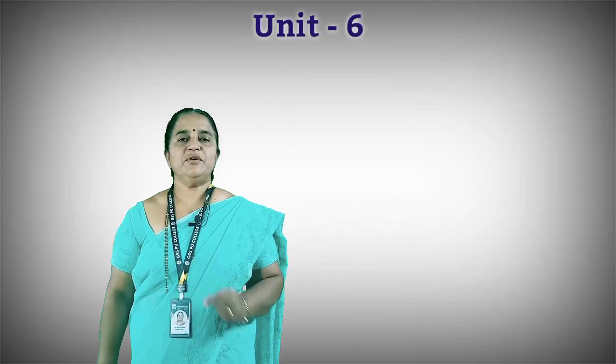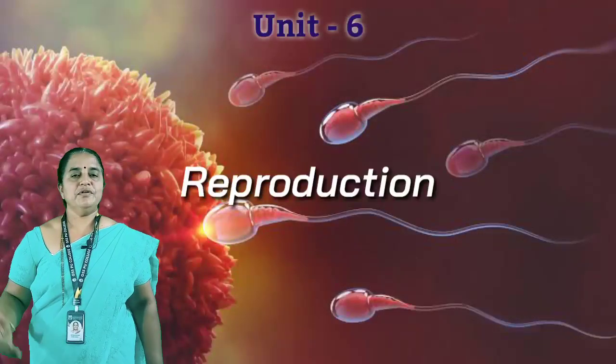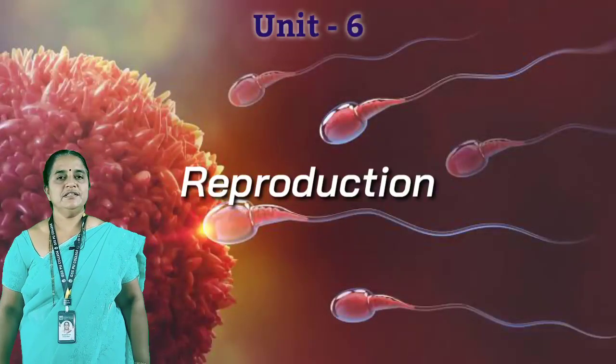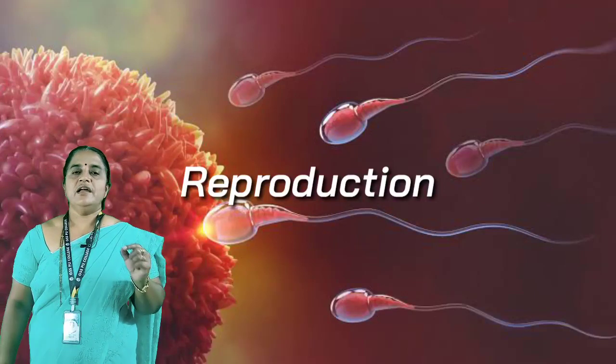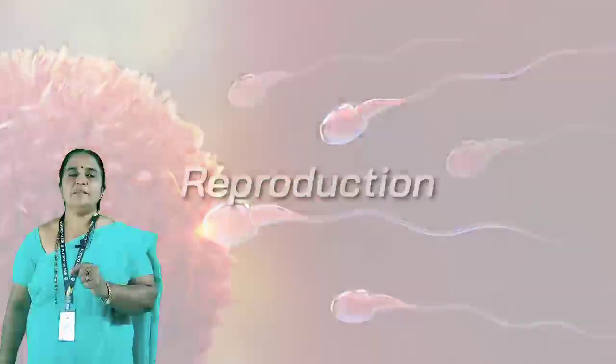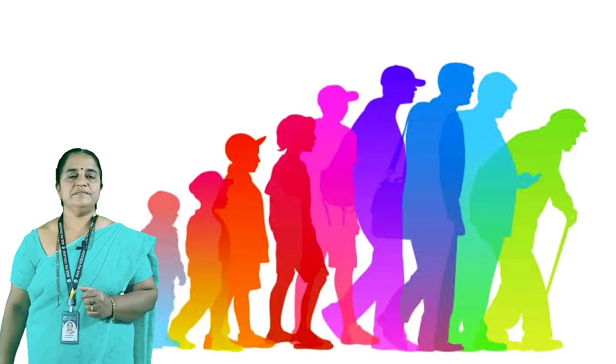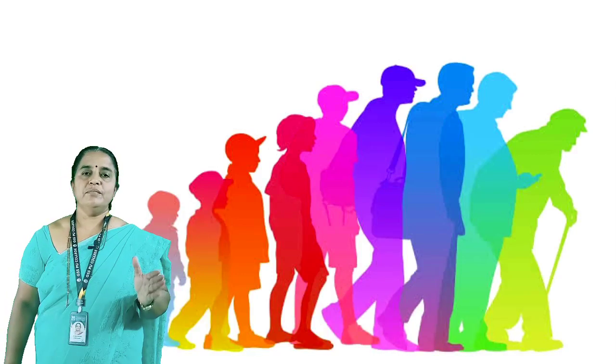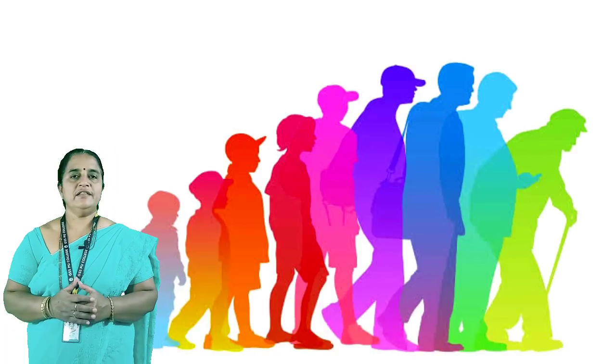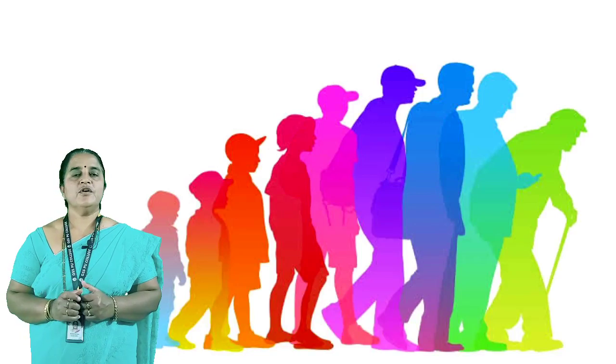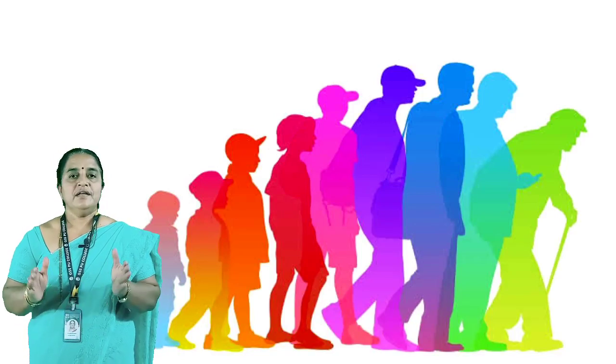Hello students, let us begin with Unit 6 under the heading Reproduction. Before we deal with reproduction, we will understand what exactly lifespan and different phases are. The period from birth till natural death of an organism is called lifespan.